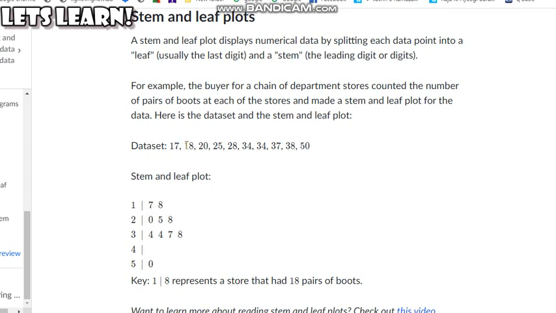If you see, you have the numbers 17, 18, 20, 25, 28, 34, 34, 37, 38, 50. What I have done is taken the common numbers in the tens place. Between these two numbers, the common number in the tens place is 1, so I've written it over here. In the second group I have 2 as the common number in the tens place, and I've written it over here.